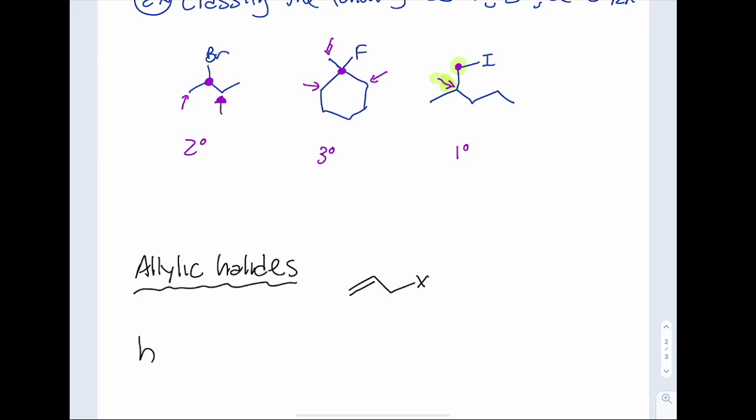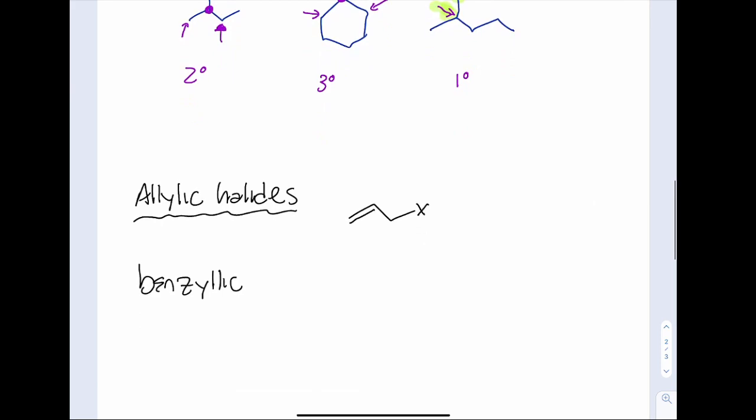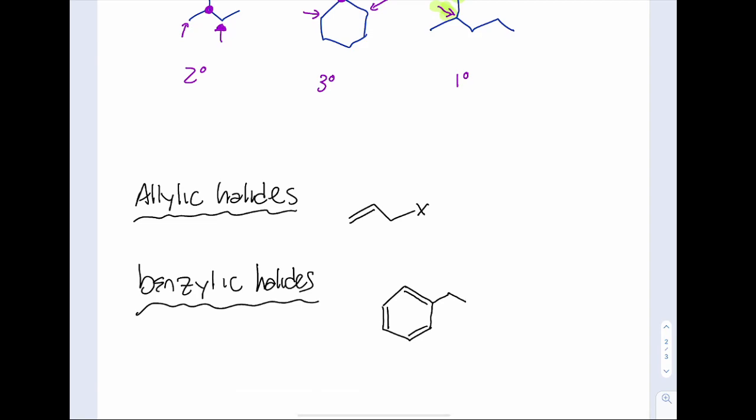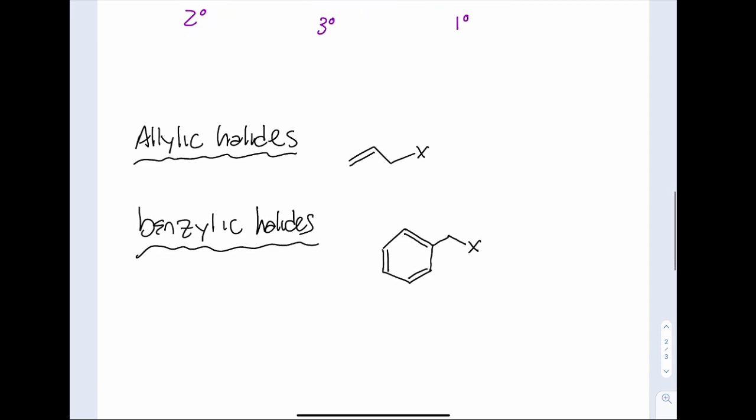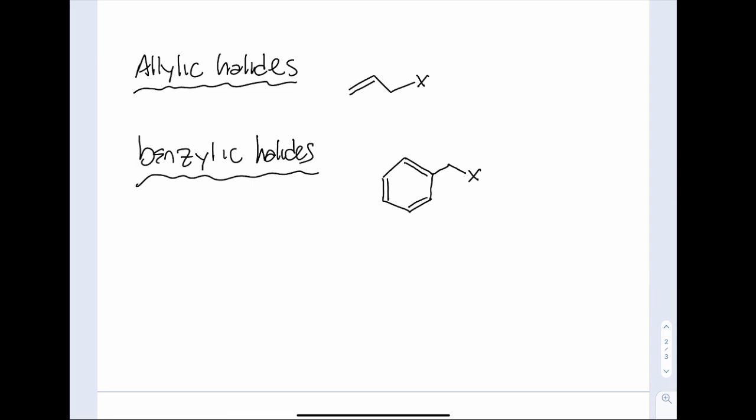I could have benzylic. There's actually just one L in benzylic. And benzylic halides have a benzene ring, which we haven't really talked about much, but it's a 6-sided ring, so 6 carbons in a ring, and then it has alternating single and double bonds. And then attached to that, I have a CH2 group, and then that is attached to my halogen. Now, be really careful with these two to not get them confused with what I'm about to draw.